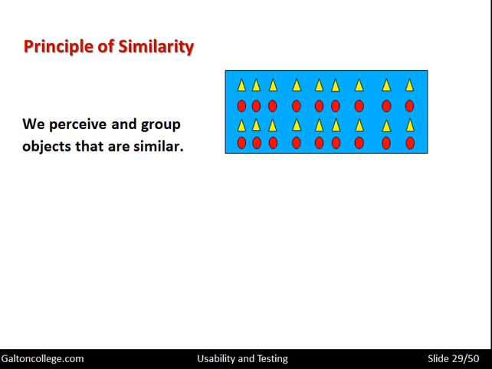Similarity. We perceive objects that are similar. So we can run across here. We've got triangles and we've got little ellipses or circles. And we group them. We group them because we can see them. They are distinct.